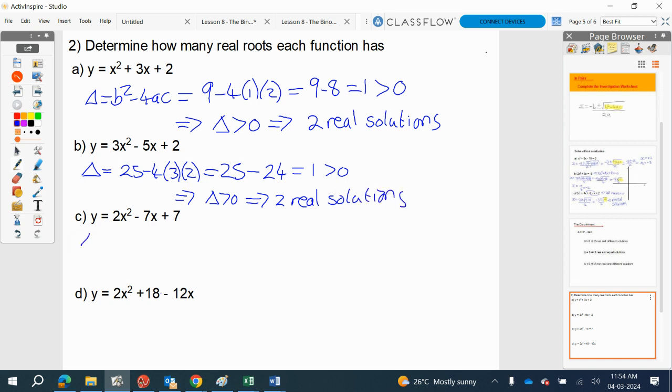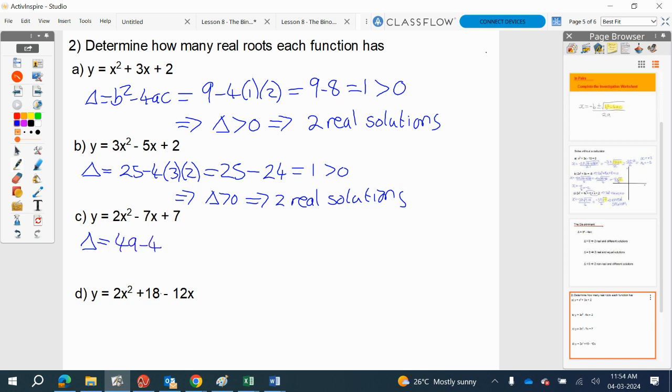Okay, let's try this one together. What's b squared? Let's not shout out, you guys know it. We take somebody else. What's b squared? What's the value of b? 7. Or minus 7. Minus 7. What's minus 7 squared? 49.